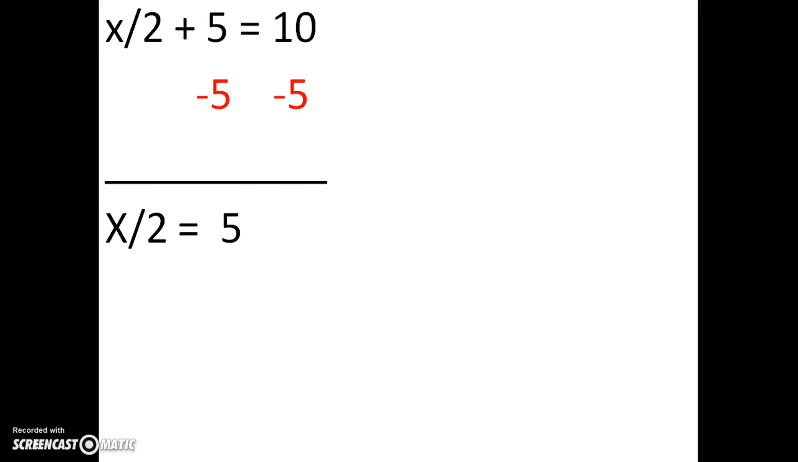Now, let's look at this equation, x divided by 2 equal 5. This equation is saying x divided by 2. I must use the opposite of divide, which will be multiply by 2 on each side. Once I multiply by 2, I will get x on one side. Then on the other side, I will get 5 times 2, which will give me an answer of 10. So x equal 10 for this example.